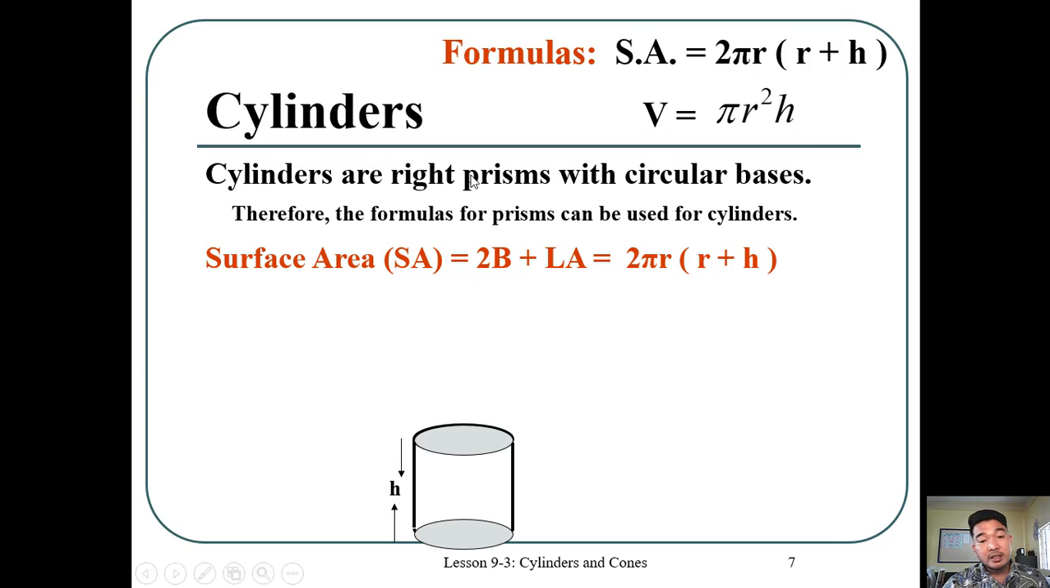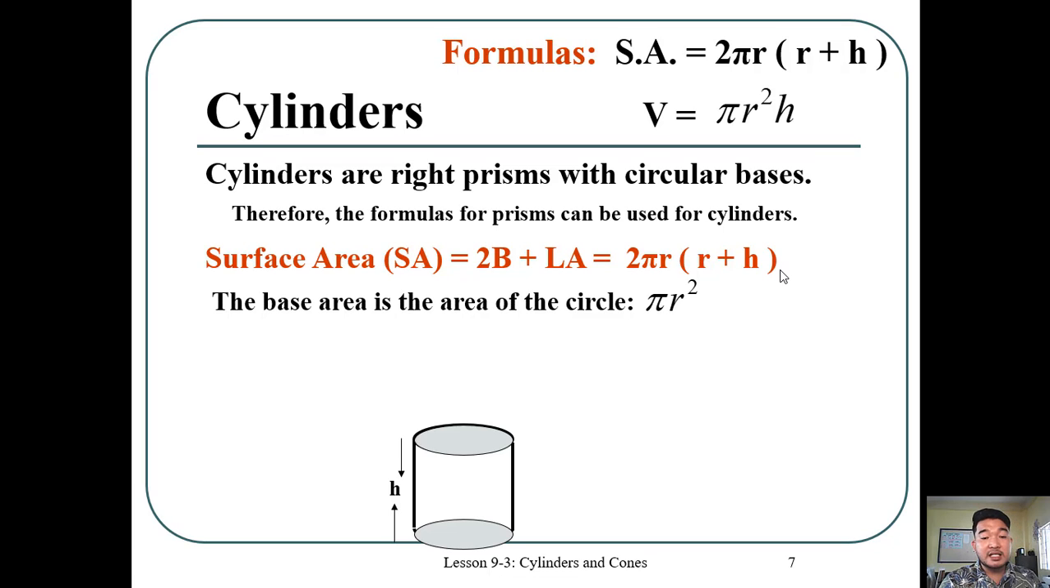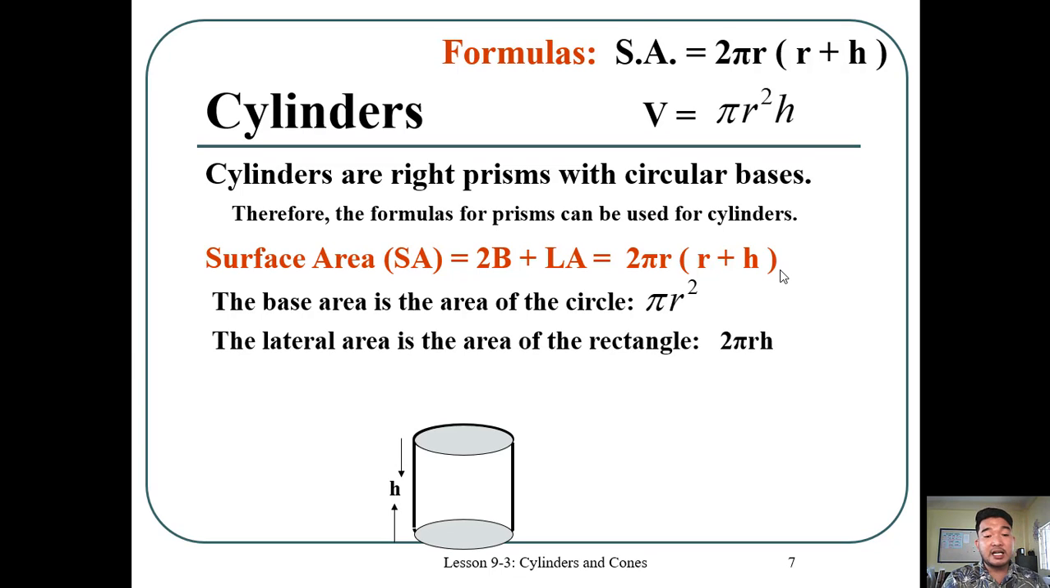And what is the formula in solving for the base? The base is the area of the circle, which is pi r squared. So that's 2 times pi r squared plus the lateral area. This is equivalent to 2 pi r times the quantity r plus h. The base area is the area of the circle, pi r squared. The lateral area is the area of the rectangle, 2 pi r h.